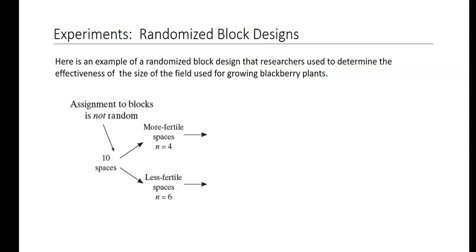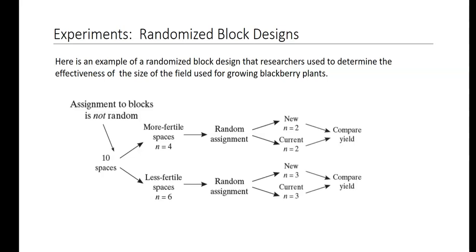So we block into 2 separate groups. Now, in each group, we actually do a full experiment. So we do random assignment. Half the people in that group get the treatment, half get the placebo. Half get the treatment, half get the placebo in the other group. And then we compare the yields.